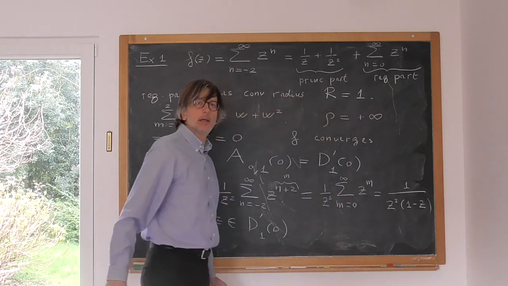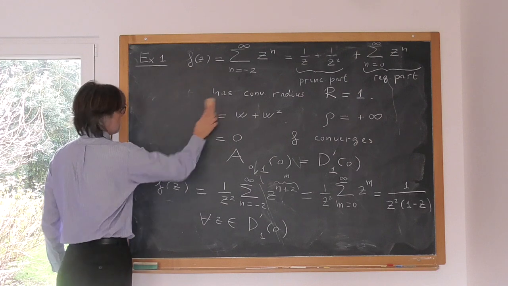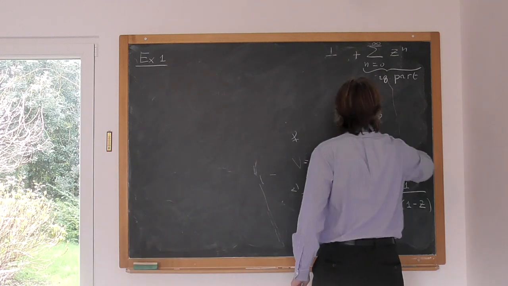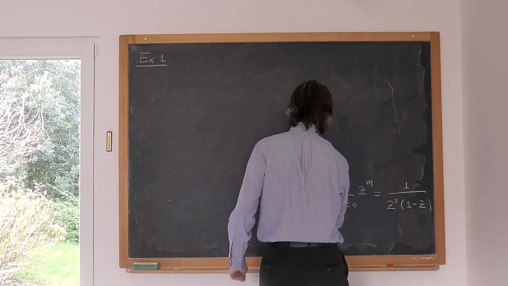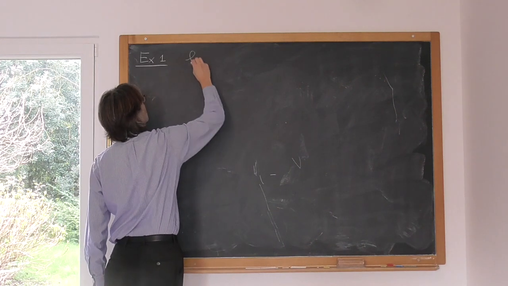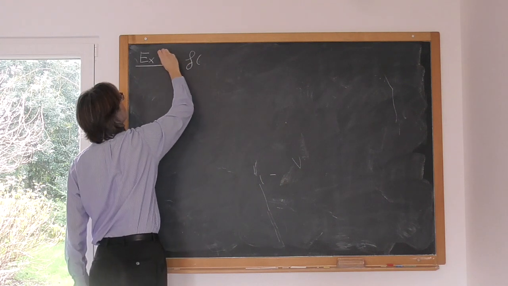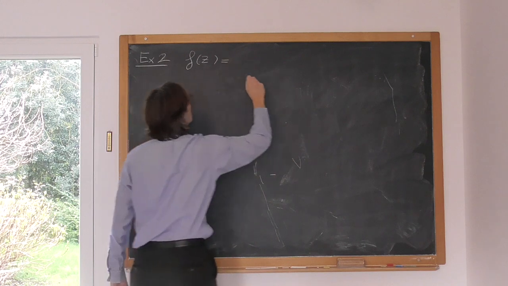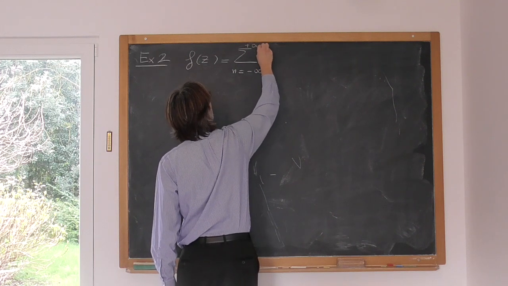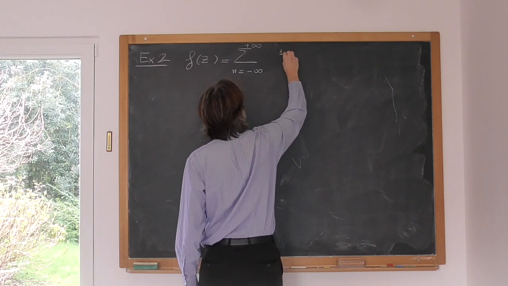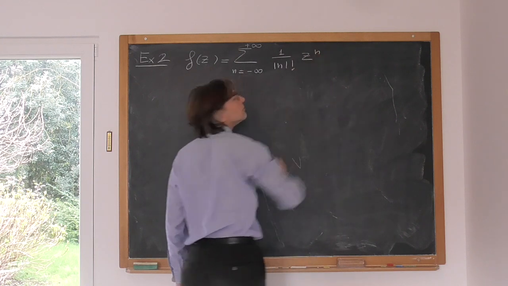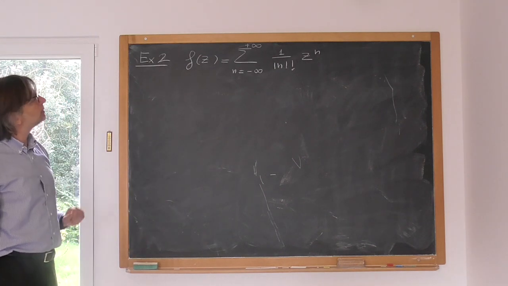Now let's look at the second example. So in this first example, the principal part was just a polynomial. Now we'll have an example where the principal part is also a series. So let's look at example 2. And this is f of z equals sum n goes from minus infinity to plus infinity, and as coefficients, we take 1 over absolute value of n factorial, z to the n. Okay, we look at this Laurent series.